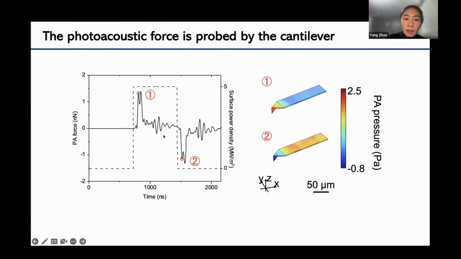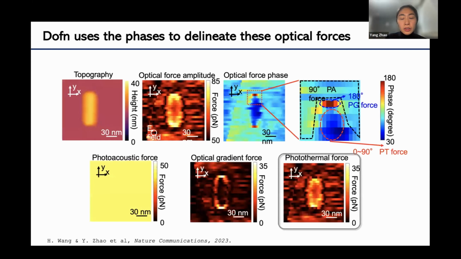And I wanted to point out these two peaks when they're measured with the cantilever. They are actually associated with the photoacoustic pressure interacting with the front end of the cantilever and later on with the back end of the cantilever. So you see these peaks pulsing, one from the forward propagation, the other one from the reflection.